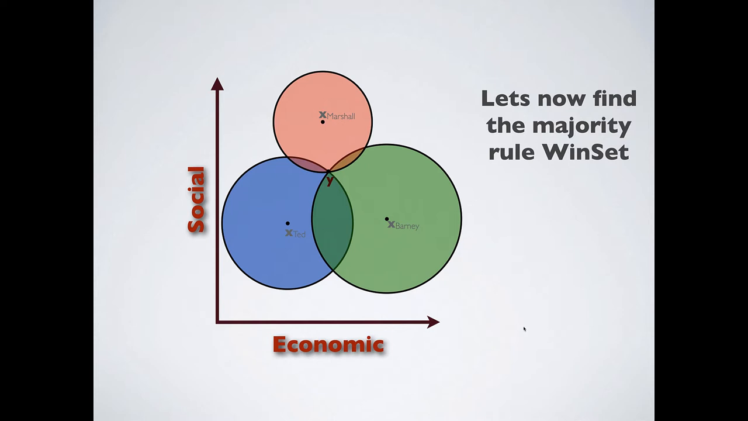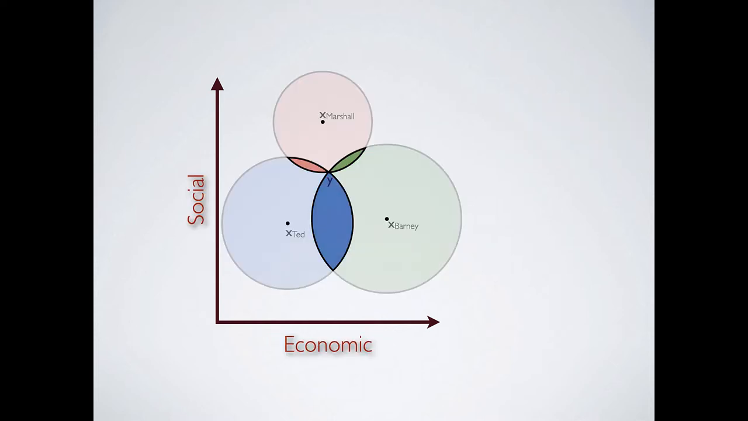We can see it here, I've made these translucent. Ted and Marshall prefer all of these things. Marshall and Barney prefer all of these things. And Ted and Barney prefer all of these things to Y. So all three of these regions are the WinSet of Y. All of the alternatives in those three petals would beat Y in pairwise majority rule. Again, this is the pairwise majority rule WinSet. We're going to look at the unanimity WinSet later on, but this is the pairwise majority rule WinSet.